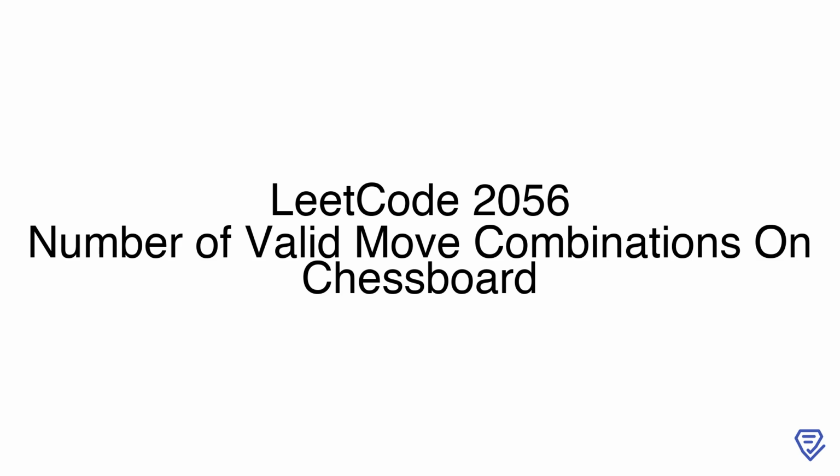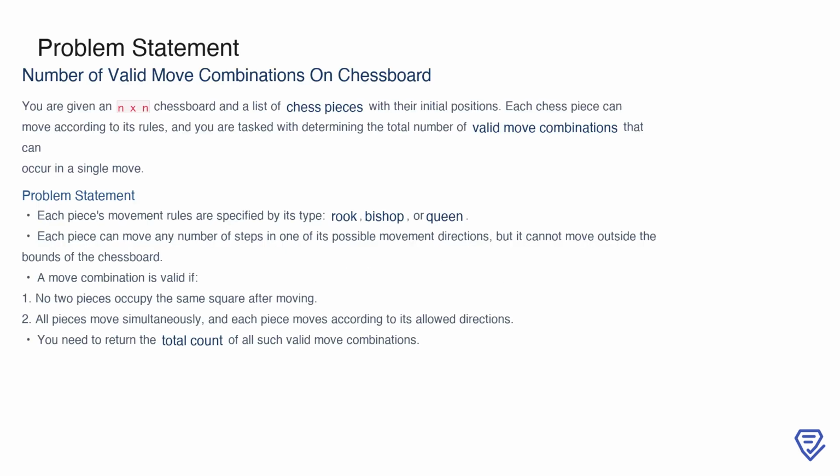Welcome! In this session, we will tackle LeetCode problem number 2056, number of valid move combinations on chessboard. This problem challenges us to compute the total number of valid move combinations for multiple chess pieces on a chessboard, considering their movement constraints and the board's boundaries. Let's dive in.